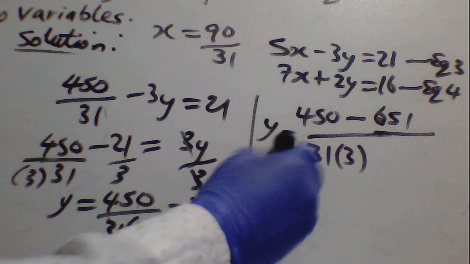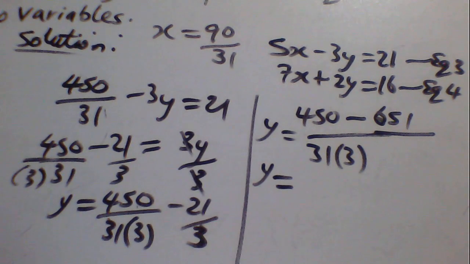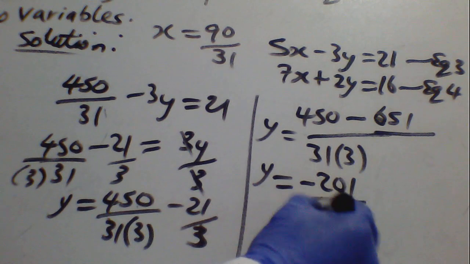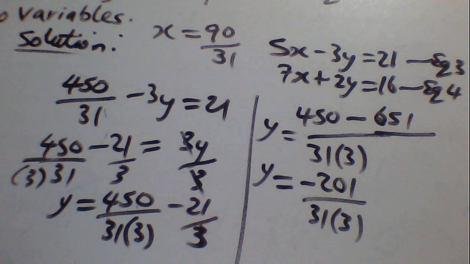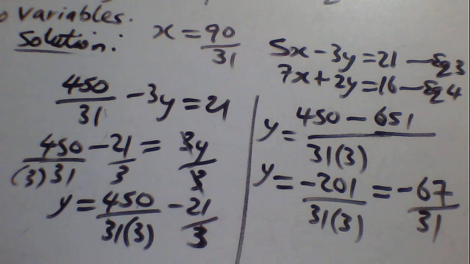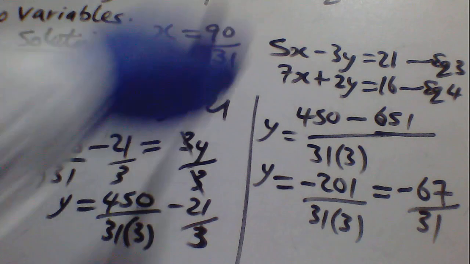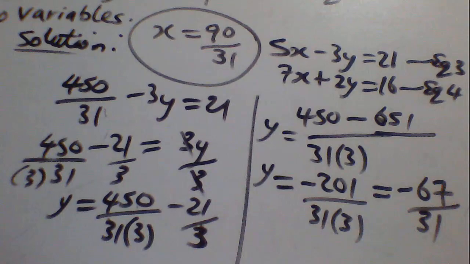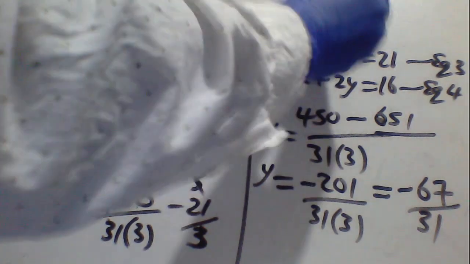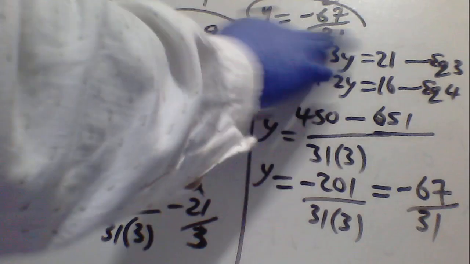So here we have y equals, use your calculator, 450 minus 651. You have minus 201 divided by 31 multiplying by 3. And this will give us minus 67 divided by 31. So that is the value of y. This is the value of x. And then we have that y is equal to minus 67 over 31. This is the value of y.